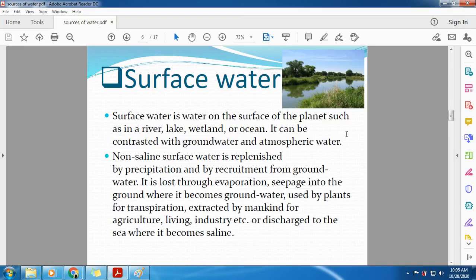There is water there flowing, like springs, which comes from groundwater and joins the surface. Even some streams are actually fed by springs. Those small ones originally come from the ground, then join the surface. So surface water is replenished by precipitation or by recruitment from groundwater.